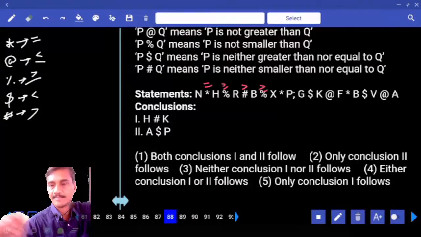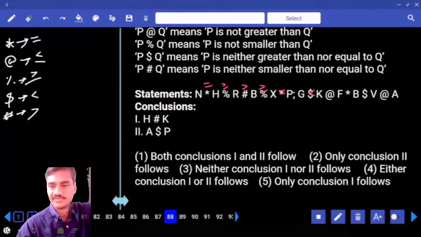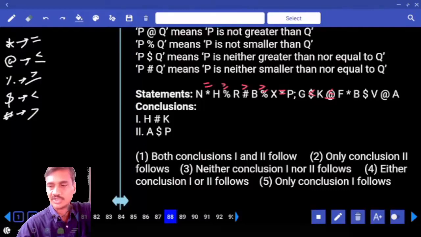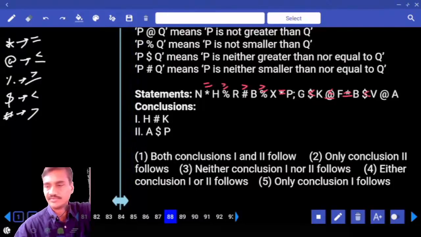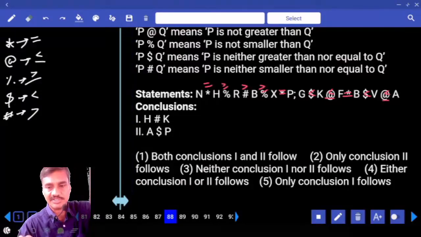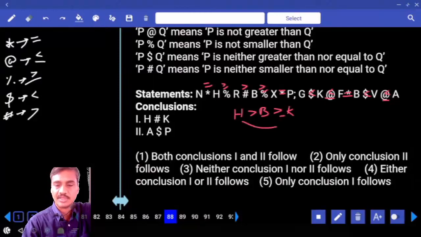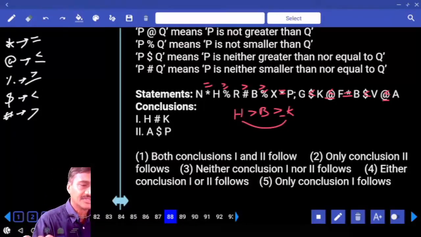Then H and K. And in this one star is equals to. Here dollar stands for what? Lesser than. At the rate of is lesser than or equals to. Now the relation between H and K. H is here, K is here. Which element is common? B is common. H greater than B. And K lesser than or equals to B means B greater than or equals to K. Now between H and K, hash stands for greater than, that is definitely true.